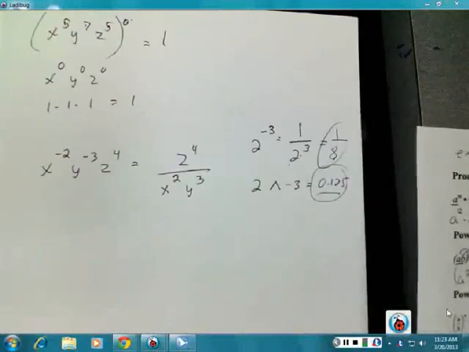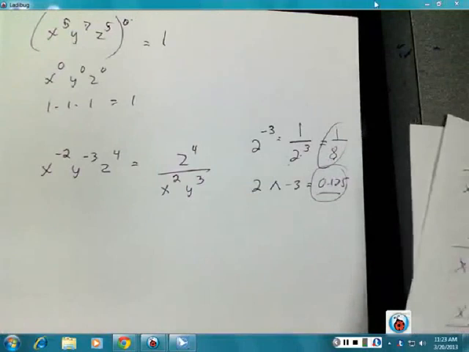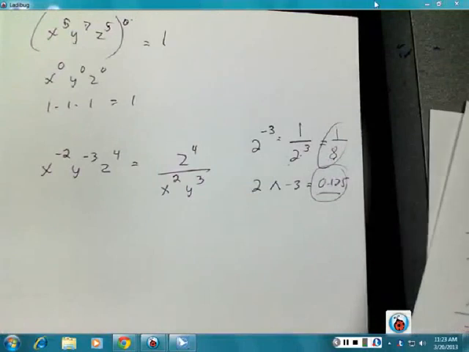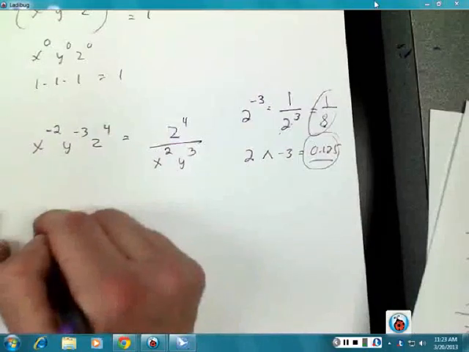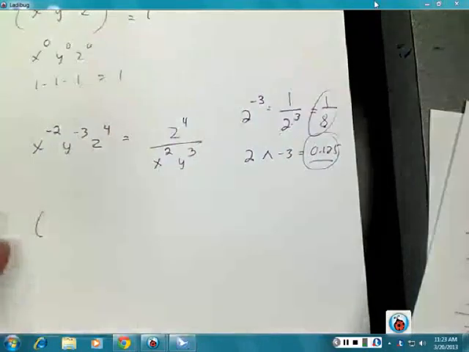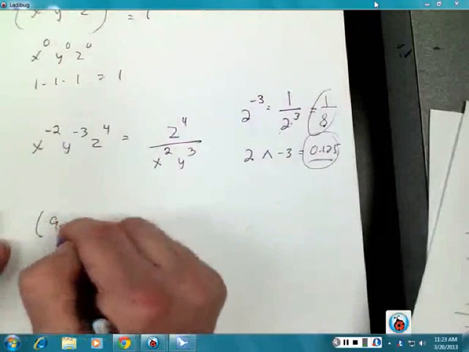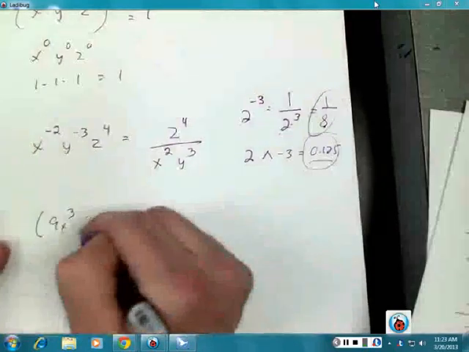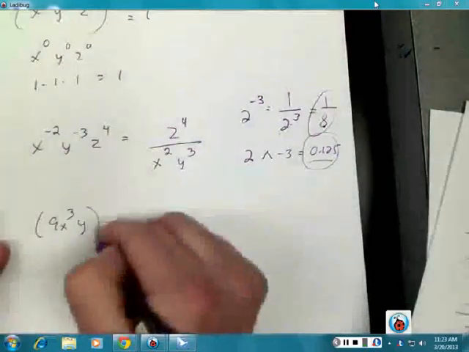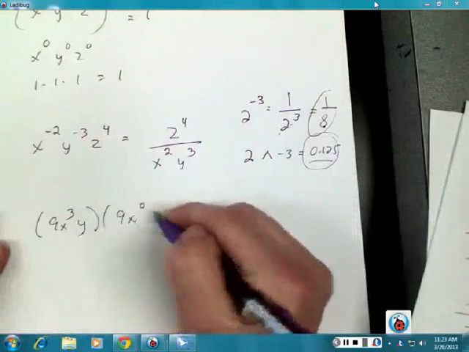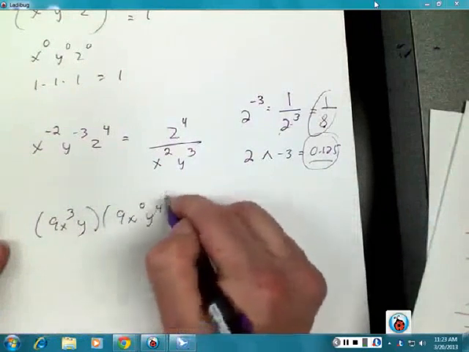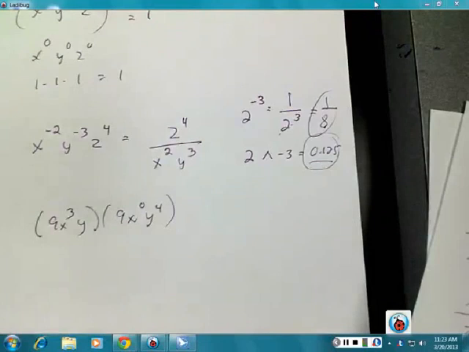Okay, so let's go through some examples from our sections now and see if we can pull some stuff together. What do you got for me, Amy? Alright, there's 2 sets of parentheses. First parenthesis, 9x cubed y. Second set is 9x to the 0 power y to the 4th.